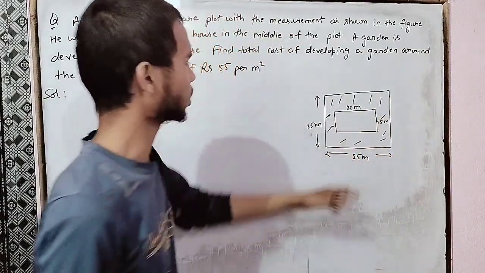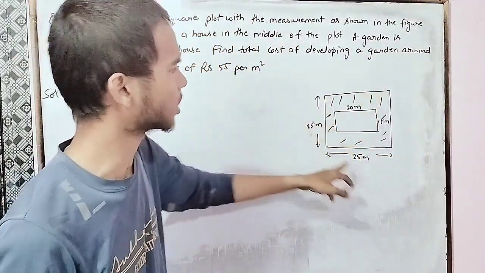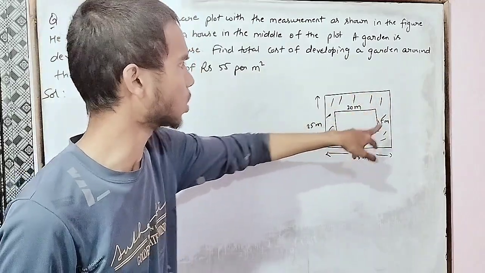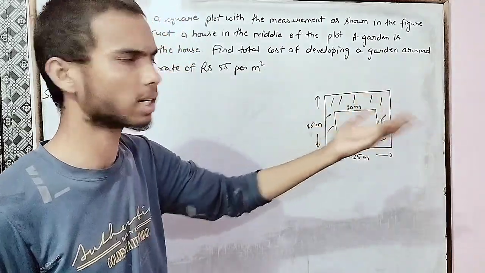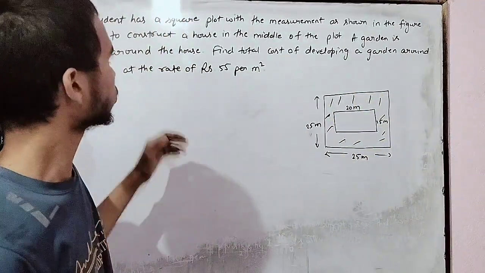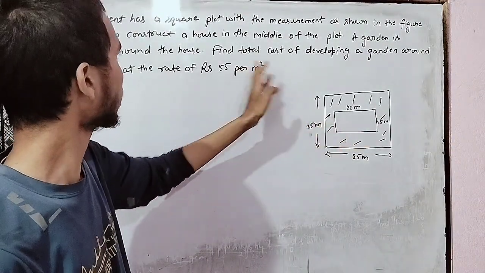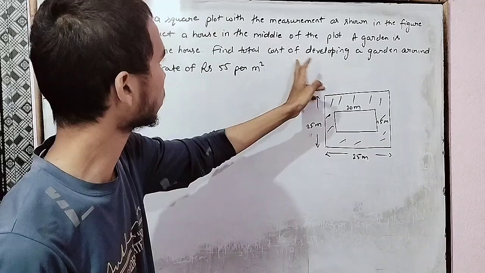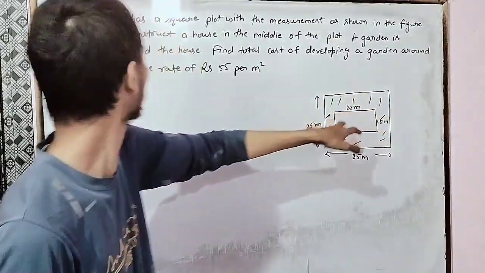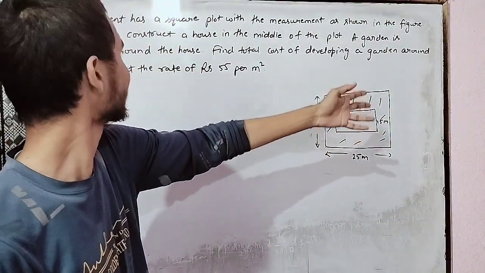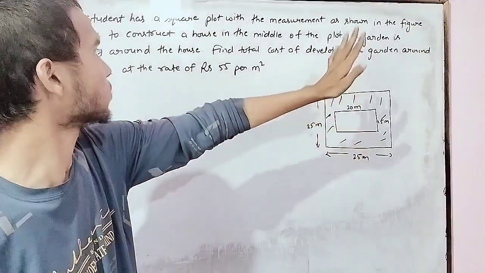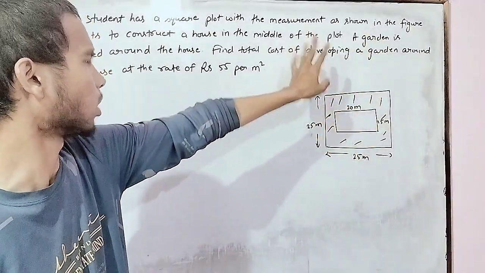So here you can say this whole thing is a plot, this is a house, and around this house is a garden. Find the total cost of developing a garden around the house, at the rate of rupees 55 per meter square.